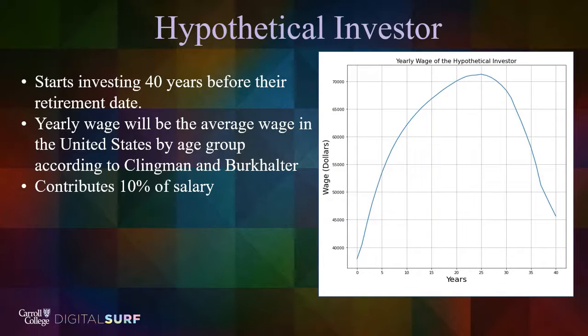Now we will talk about our hypothetical investor. We assume that this investor begins investing 40 years before retirement, so say ages 25 to 65. The wage for a hypothetical investor will be the average wage by age group that was found by Klingman and Burkhalter. This wage can be seen in the graph on this slide. We will also assume that our hypothetical investor will contribute 10% of their yearly salary to investments, which is the minimum amount that is recommended by financial advisors.